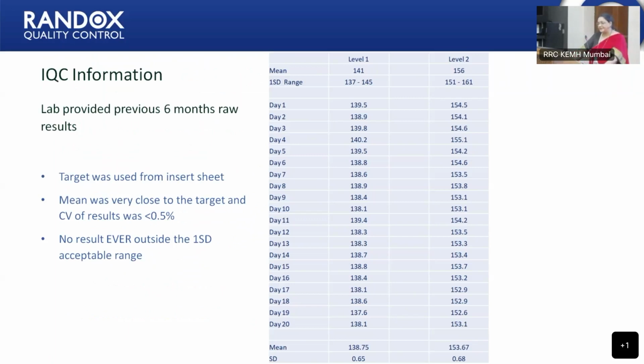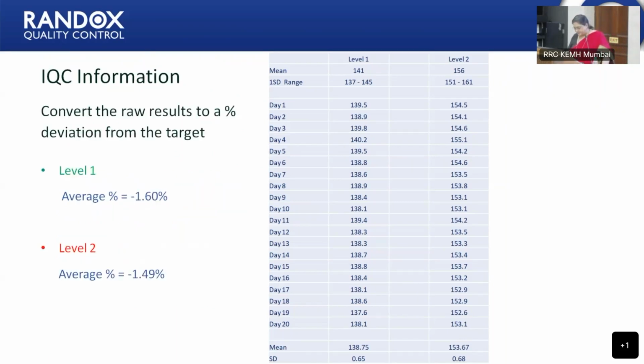Now, this is a set of data that we had received. The laboratory provided 6-month data because they were getting a clear-cut negative bias. The target they had used was the package insert value, and they had not assigned the labeling. The achieved mean was also quite close to the manufacturer target. The CV was also very low, just 0.5%, which was quite acceptable. And there was no result which ever went out of the 1SD acceptable range.